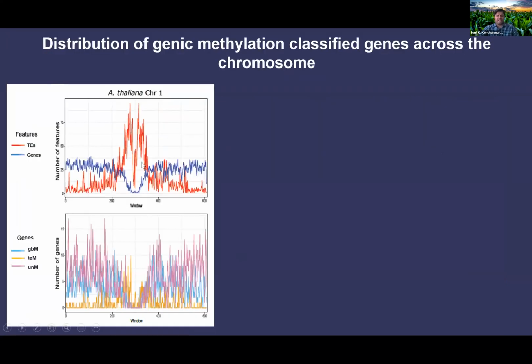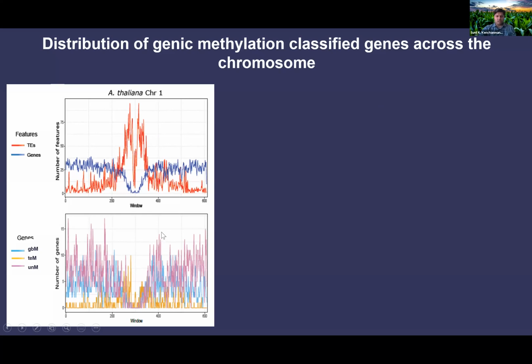As you can see in Arabidopsis, as most of you already know, the TE density is higher in the pericentromeric region, whereas gene density is higher in the chromosomal arms. Corresponding to this, we see higher density of gene body methylated genes, shown in cyan here, in the chromosome arms, and higher density of TE-like methylated genes, shown in golden here, in the pericentromeric region, corresponding with higher density of TEs in the pericentromere.